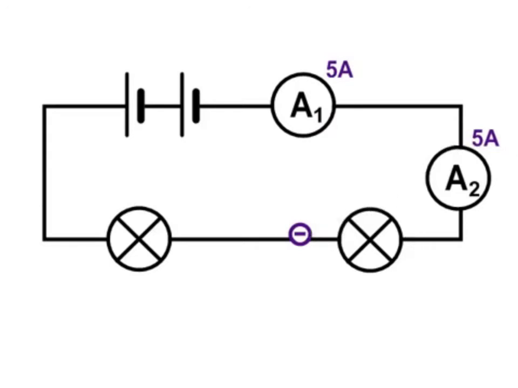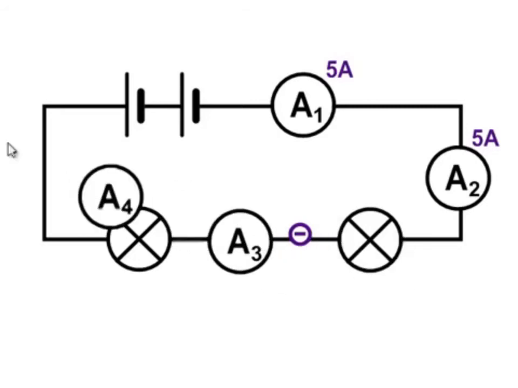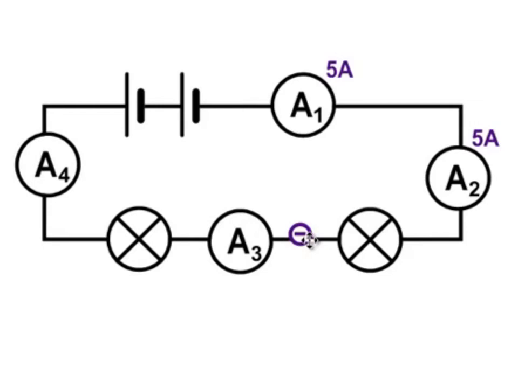Now we could continue adding ammeters anywhere in this series circuit. We could put an ammeter here and an ammeter here, and the electrons have to go through each part of the circuit. They have to go through each of those ammeters. So the current you would measure through these ammeters would be the same.